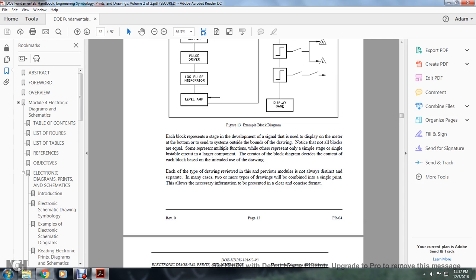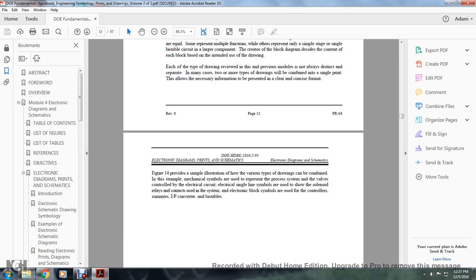Notice that not all the blocks are equal. Some of them represent multiple functions, while others represent only a single stage or a single bistable circuit or a large component. The creator of the block diagram decides the content of each block based on the intent of the use of the drawing. Each type of drawing reviewed in the previous module is always distinct and separate. In many cases, two or more types of drawings will be combined into a single print. This allows the necessary information to be presented in a clear and concise format.